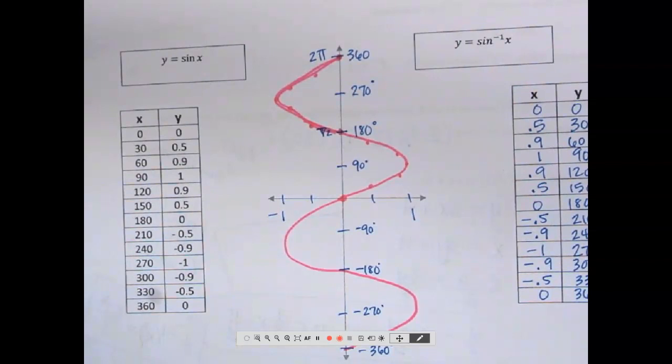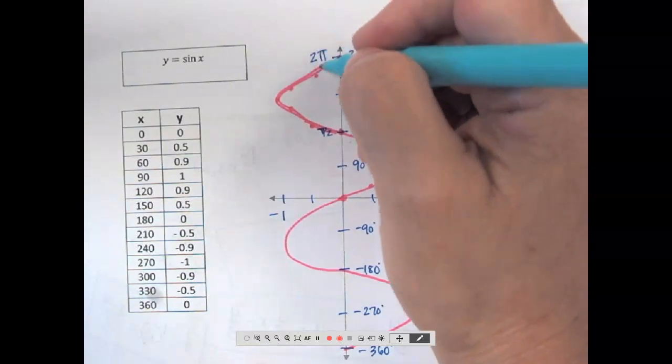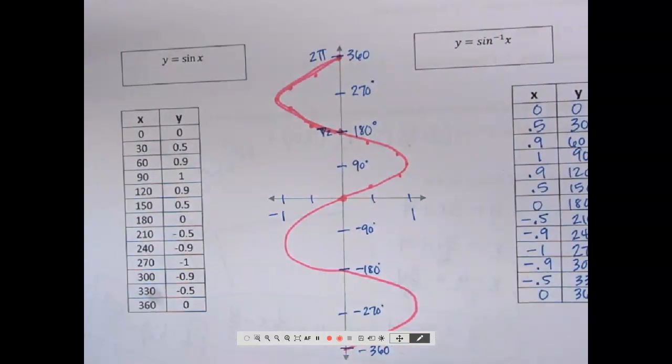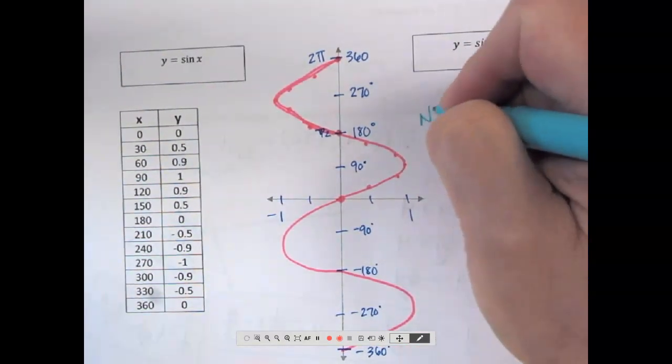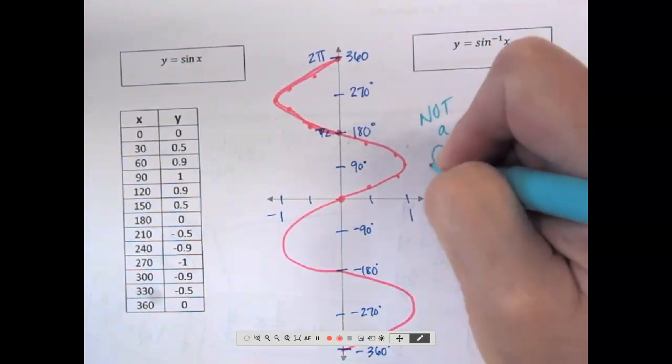All right, is this lovely graph of sine inverse a function? Vertical line test is blown up all over the place, right? I mean, wherever you draw a line, you're going to have multiple points overlapping. So it's definitely not a function.